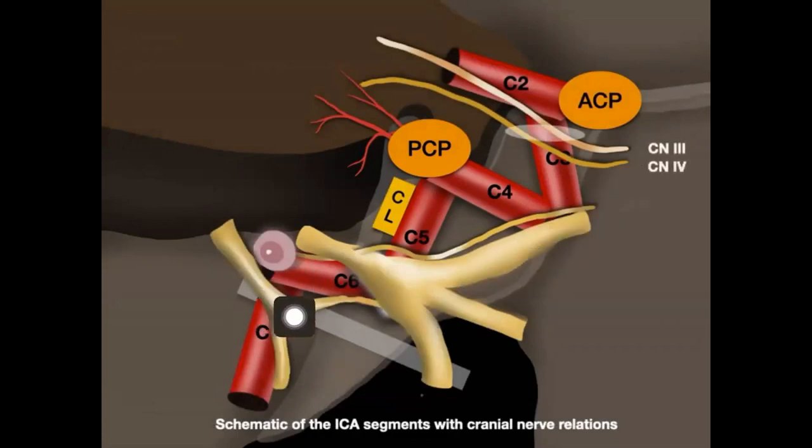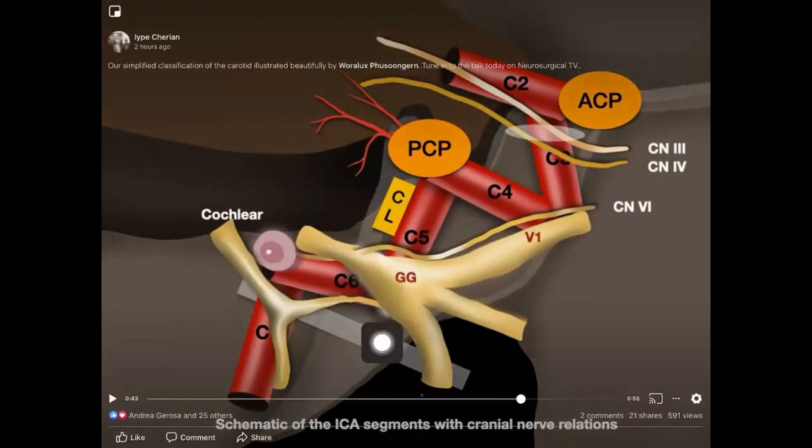And then you have the eustachian tube going parallel to the C6 carotid laterally, and the GSPN going there, joining with the LSPN and becoming the vidian nerve, marking the foramen lacerum. The foramen lacerum is where the C6-C5 junction happens. And you can see the C7 ascends in front of the cochlea. So that's the cochlea there.